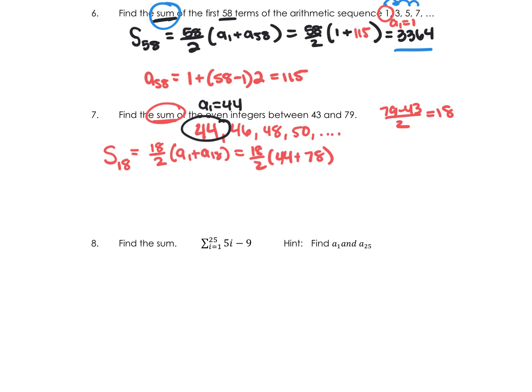So if we do that, 78 plus 44, we should get 1,098 as your final answer. Any questions on that one? A little bit different than the last one, but same formula.